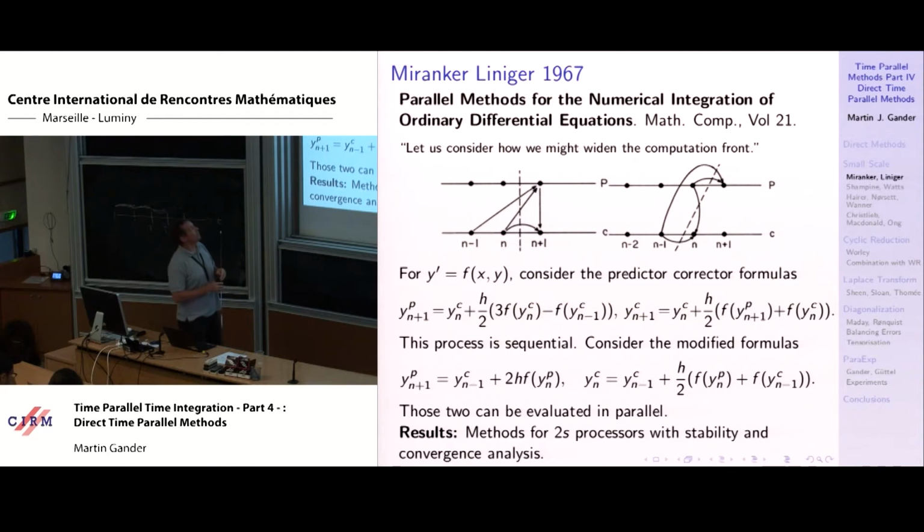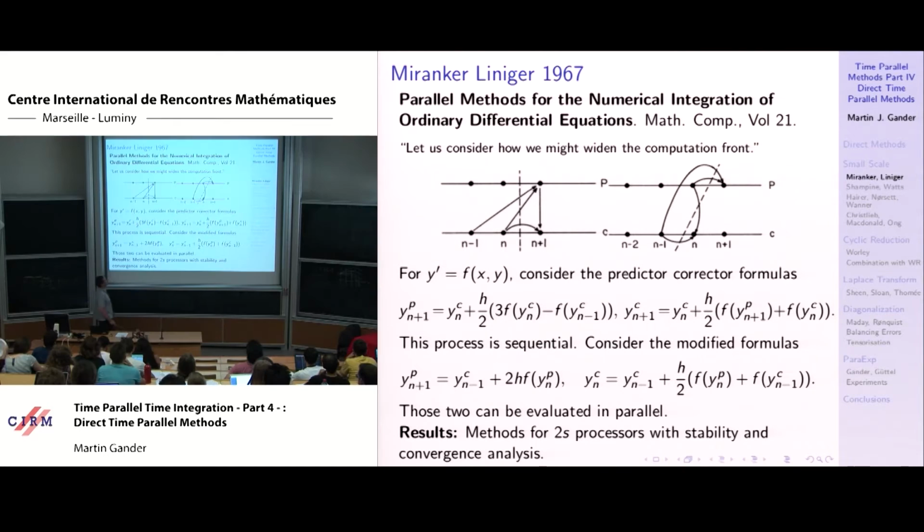And here is the idea of this method. They first also described that there is no parallelism in time integration. And they say the computation front is just too narrow. You compute like this, and so there is no way to do parallel computing because you're just advancing like this. And then they say, let us consider how we might widen the computation front. So they somehow want to change this front into a front where suddenly several things can be done at once.